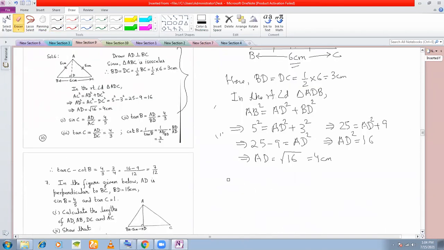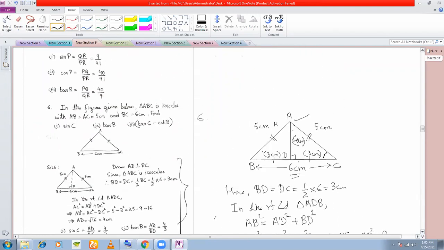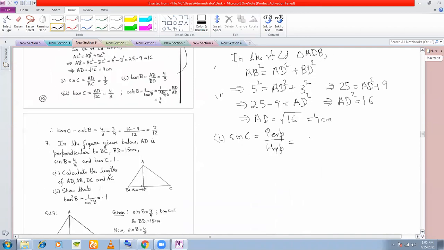Sine C. Yes, sine C. Sine is perpendicular by hypotenuse. So let's see which angle we are talking about here. We are talking about this angle, sine C. So you consider this right angle triangle. Which one is the perpendicular? This one. This is the hypotenuse, and obviously the other becomes the base. So the perpendicular is AD and the hypotenuse is AC. So it is equal to AD by AC. AD we have just found to be 4 centimeters and AC length is 5. So sine C is 4 by 5.